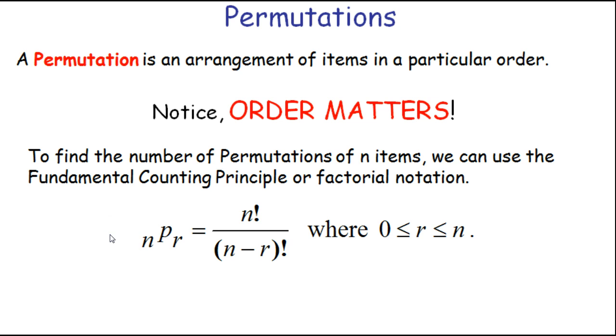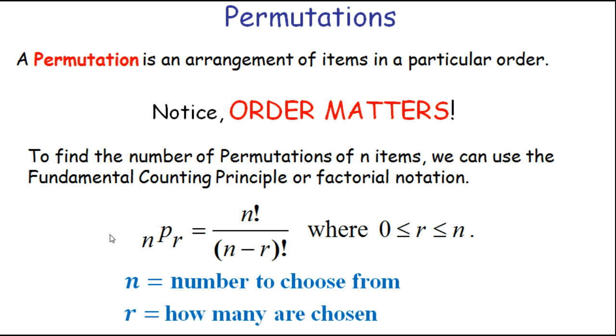All right, now we need to identify what n is and what r is. N is the number that we're choosing from. So let's say that we have 18 people running a race, and we want to choose the top 5 to advance to the next round. So the number we choose from would be 18. That's how many total we have. Then the r value will be how many are chosen. So in that scenario, if 5 of the 18 runners move on to the next round, then the number chosen would be 5.